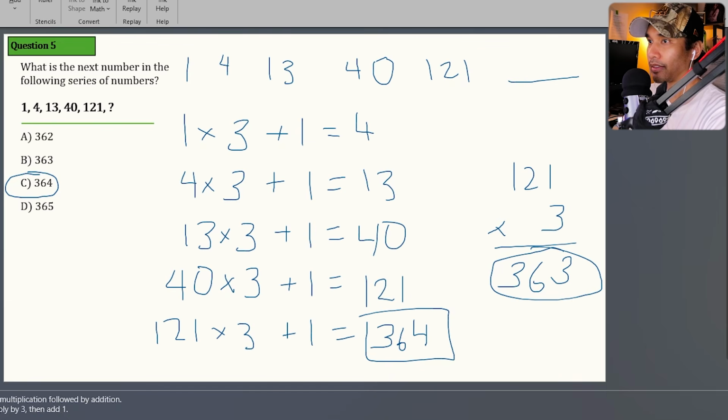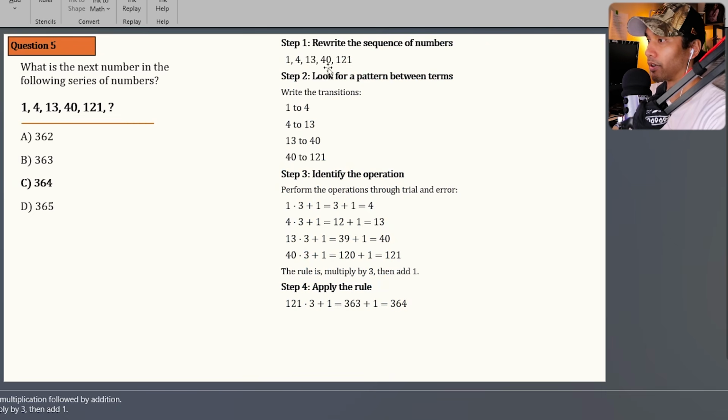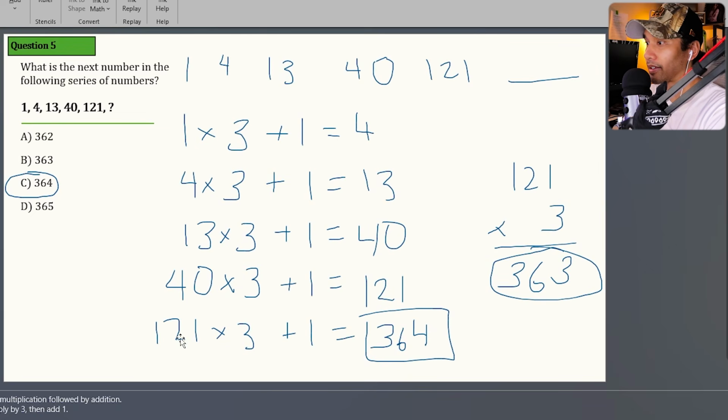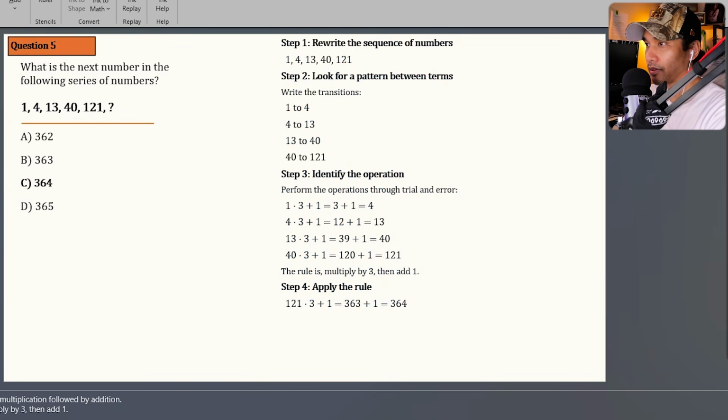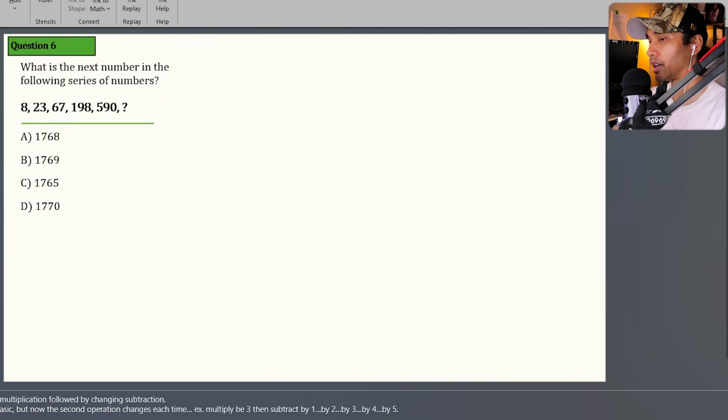Okay? That's what is on this slide over here, which shows the operation as 1 times 3 plus 1, 4 times 3 plus 1. So it's times 3 plus 1 to get the next number. You could do it either way. You could do it the way that I showed you in the beginning, which was find the differences, then go a second layer and see what's going on between the differences. Or you could identify this from the get-go. So let's go ahead and move on to question number 6.